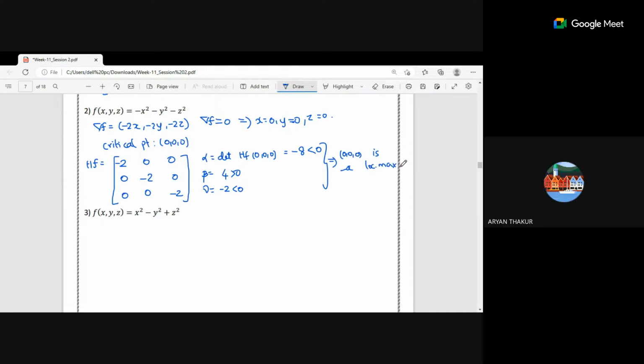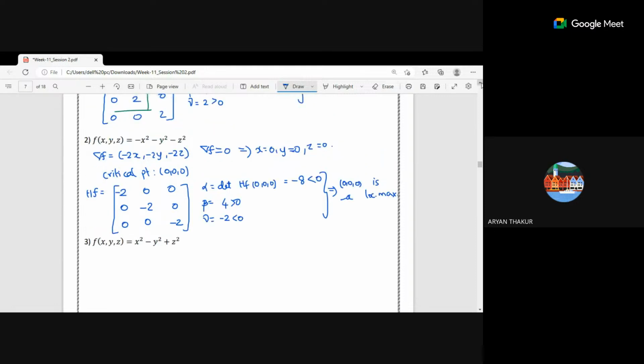And can we directly conclude here, because in the first example we did x square plus y square plus z square, and here it is just negative, so minima will become maxima? Yeah, you can say it that way as well.